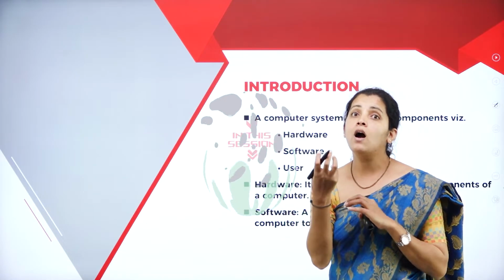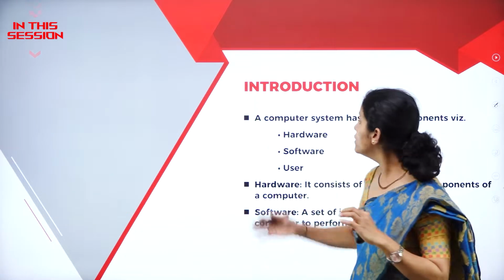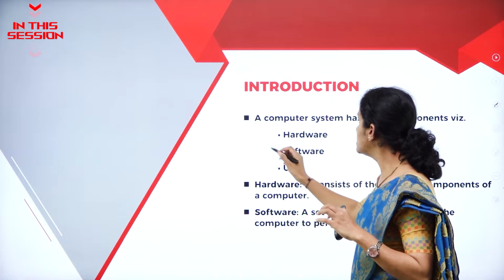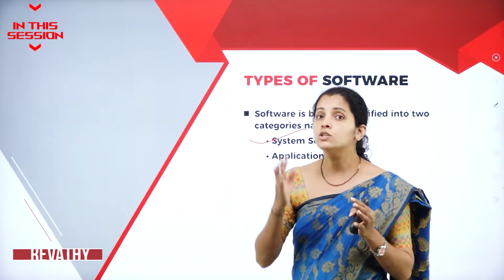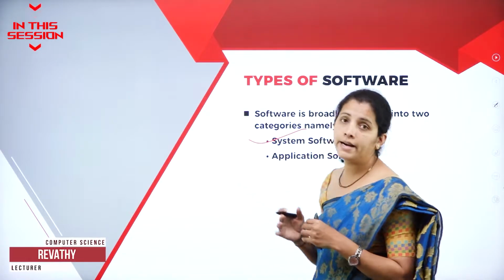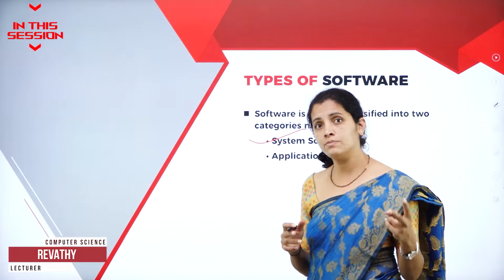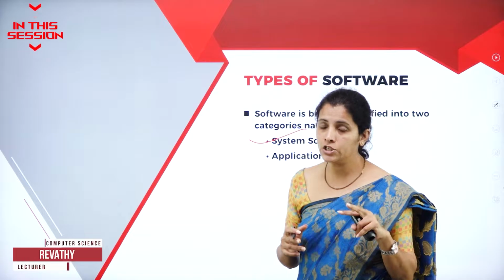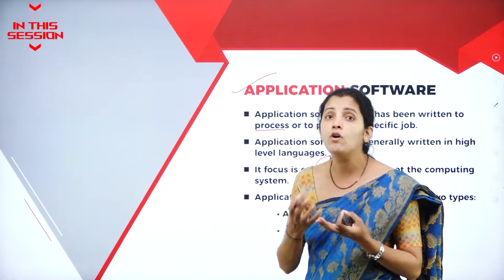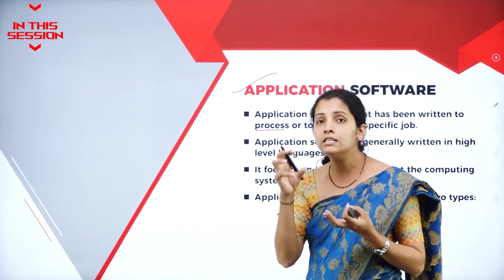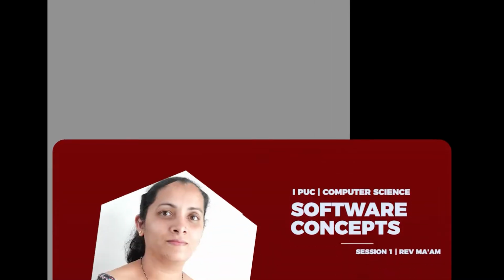Computer systems are comprised of three components, that is hardware, software and user. Here, software is classified into two types, system software and application software. The application software which is designed for a particular application is called application specific.